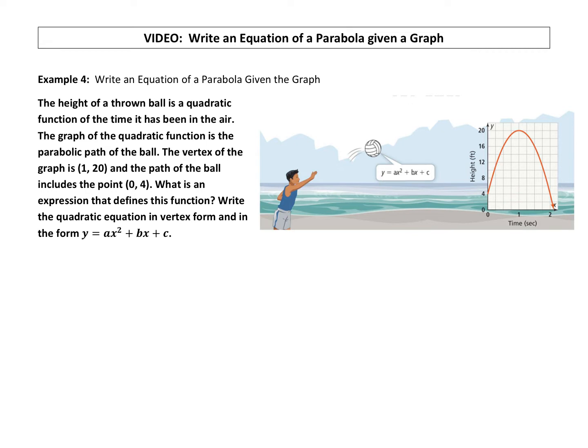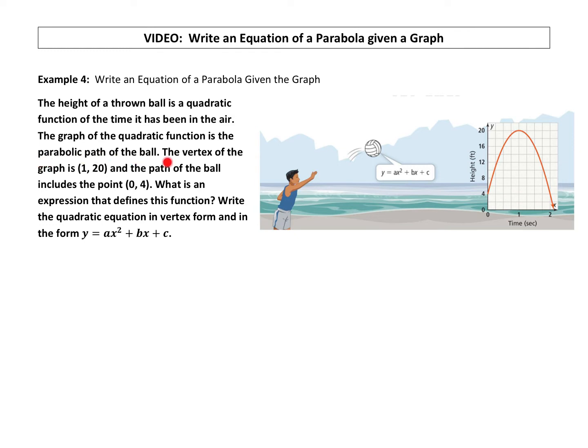So we're told the height of a thrown ball is a quadratic function of the time it has been in the air. So anytime you throw a ball and it comes back down, you can see because of gravity it goes up, returns back down. It does make a parabolic shape, which is why this fits with a quadratic function. The graph of the quadratic function is the parabolic path of the ball.